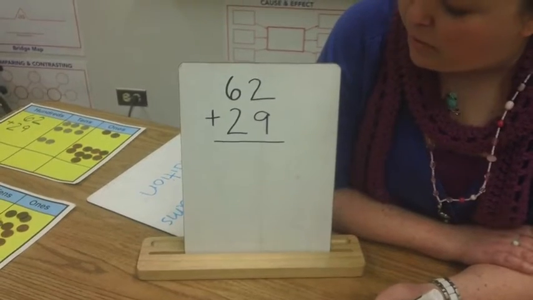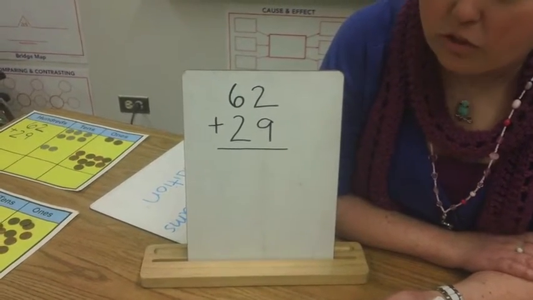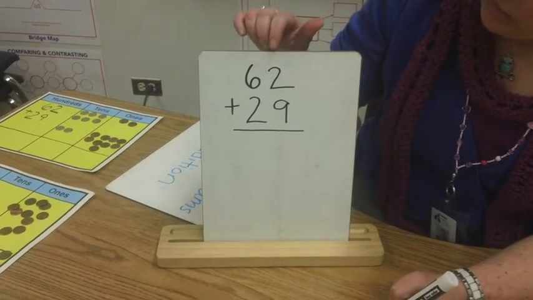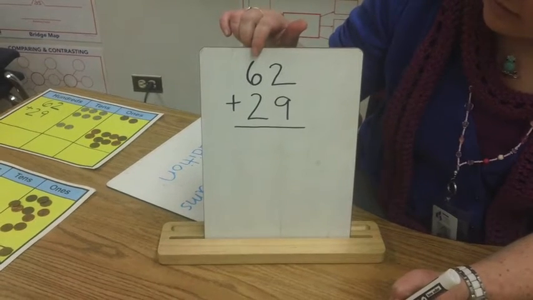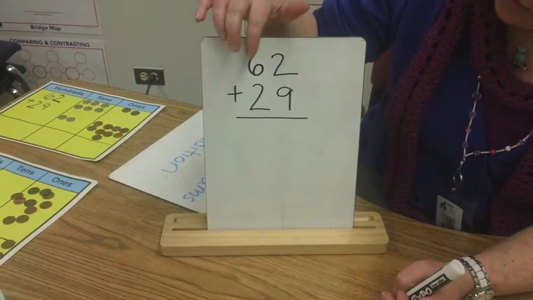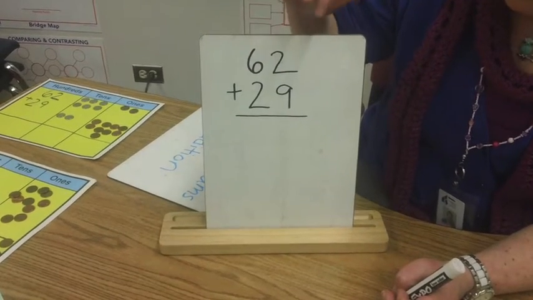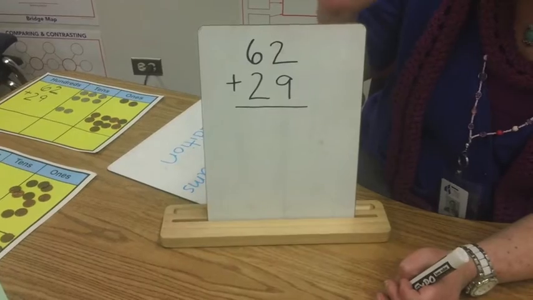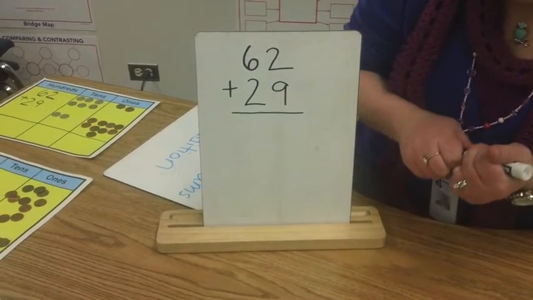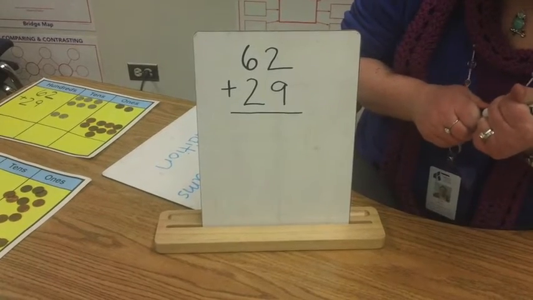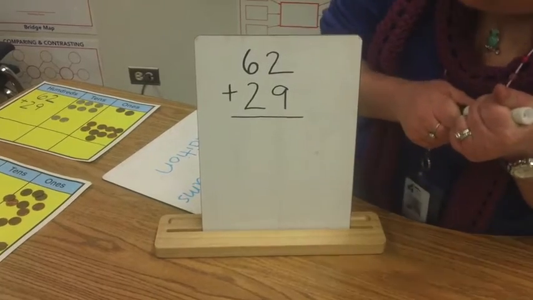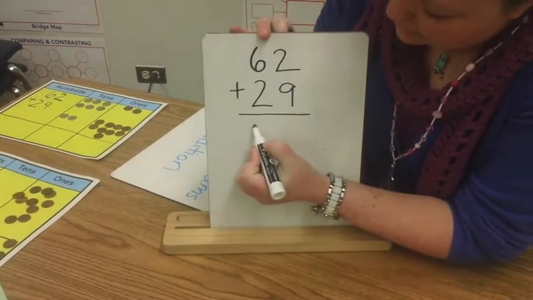Now on this problem I have 62 plus 29. Now looking at the numbers, I know that 62 is comprised of 6 tens and 2 ones, and 29 has 2 tens, or 20, and 9 ones, or 9. So first I'm going to add using partial sums. So I'm going to start on the left-hand side at the highest place value, in this case the tens. So I have 60 plus 20 is 80.